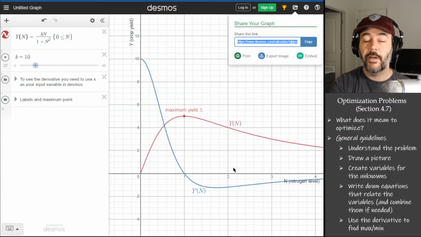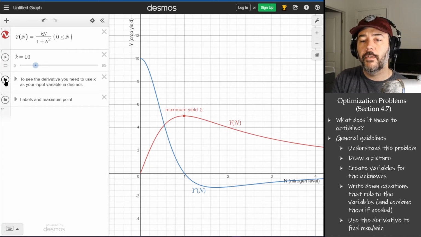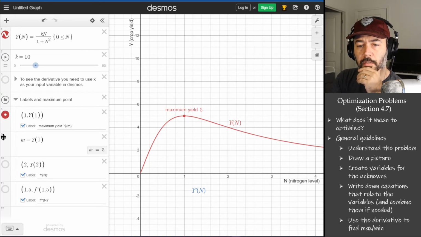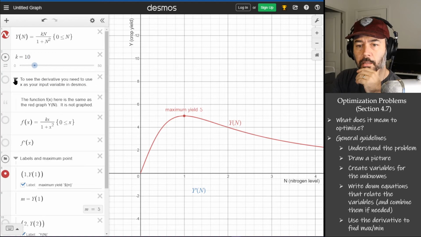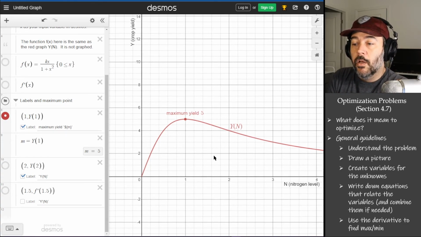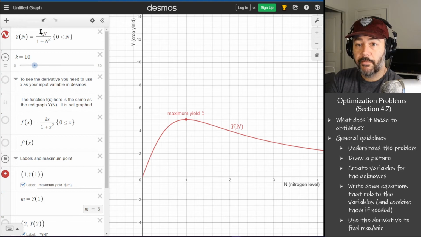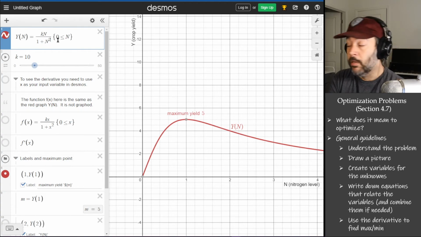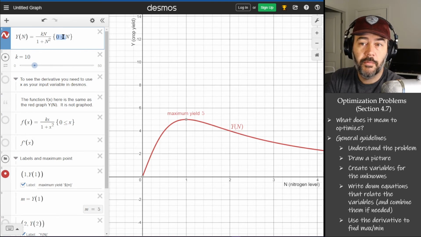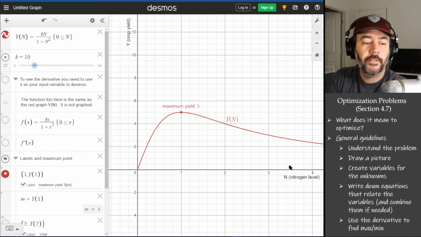Okay, so here's the graph of the situation. Let me turn these off and leave that one on. What we have here is the function y of n equals kn over 1 plus n squared. Since it only makes sense for nitrogen to be positive or 0, I've limited the domain to only positive values. That's on the horizontal axis.